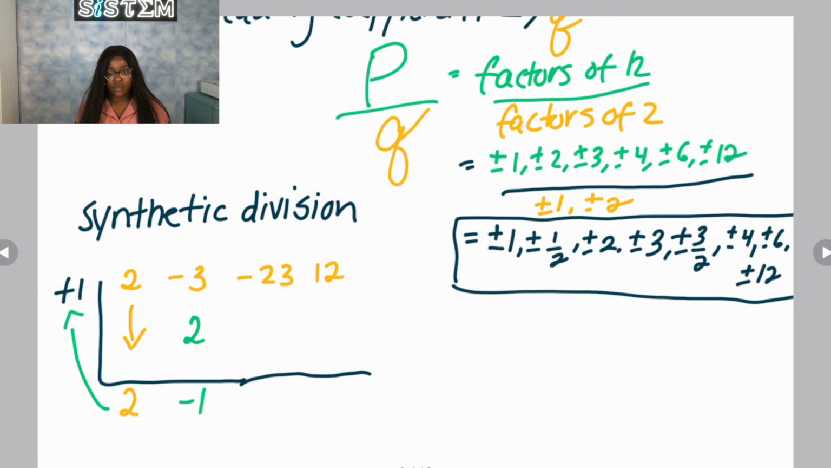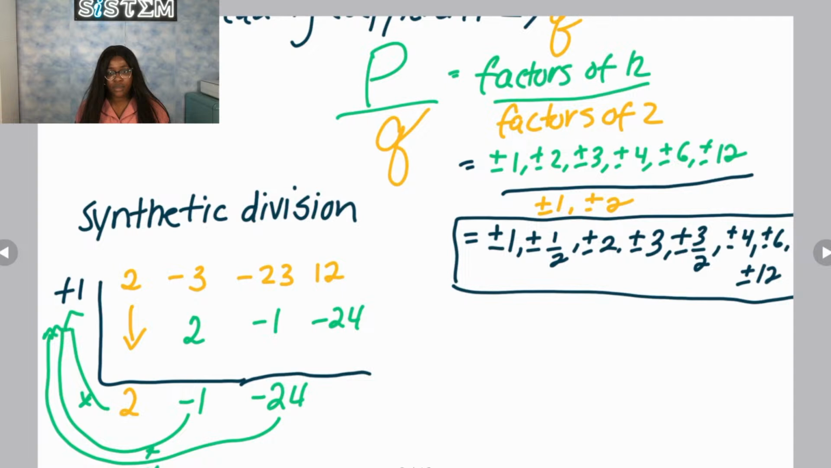Same process. -1 times +1 is -1. -23 plus -1 is -24. Same process. Multiply, multiply, multiply, so you know. -24 times 1 is -24. And then you add down: 12 plus -24 is -12.